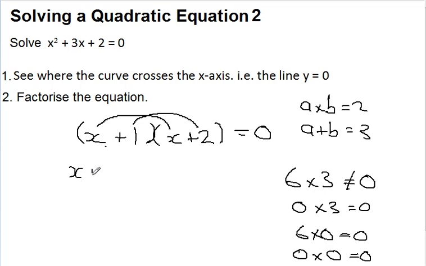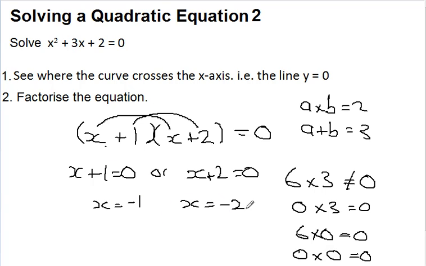So either x plus 1 is 0, or x plus 2 is 0. Okay, which means that either x equals minus 1 if I take away 1 from both sides, or x equals minus 2. Okay, so we've factorized the quadratic, and we've realized that again we've got the same two solutions, x is minus 1 and x is minus 2. And if again we substitute these solutions into this equation, then we'll see that they both work, and we definitely do have two right solutions there.